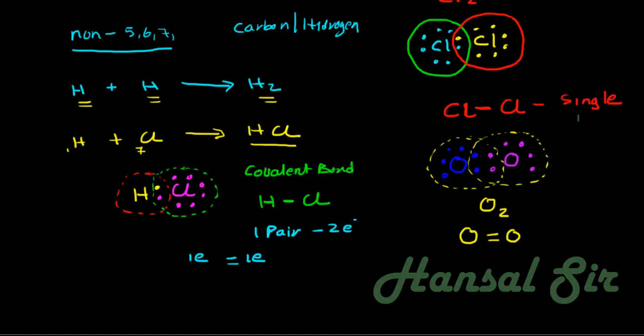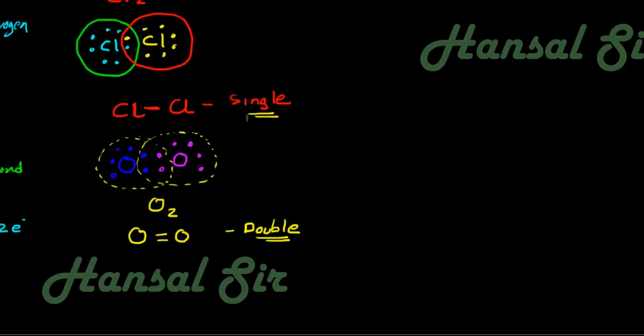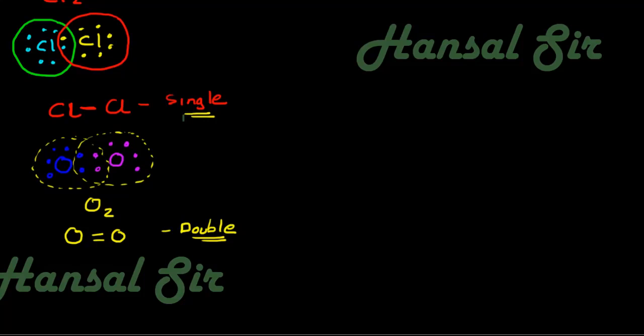And when atoms are sharing 2 pairs of electrons, we call it a double covalent bond. Remember, chlorine was sharing 1 pair of electrons, so it was a single covalent bond. Oxygen is sharing 2 pairs of electrons, so it becomes a double covalent bond. Similarly, let's look at nitrogen.